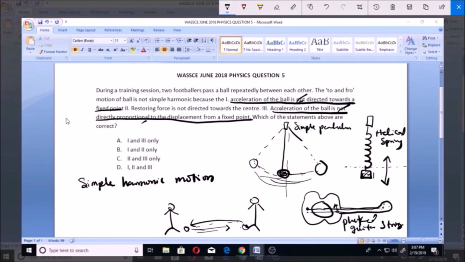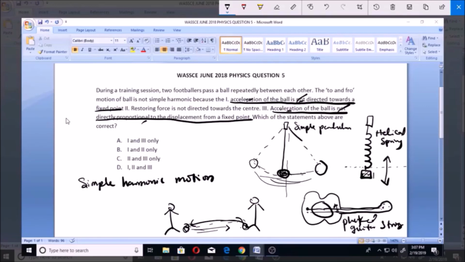It's not, because it's not even a confirmed straight line movement. And you cannot say that the acceleration of the ball is directly proportional to the displacement from a fixed point. There is no considerable fixed point where you can say that the acceleration is proportional to the displacement. It's not possible, because this person can apply a different force when he's kicking the ball, and this person apply a different force. So there is no surety that they apply the same force. So in that case, you cannot have the acceleration to be proportional, neither can you have this.